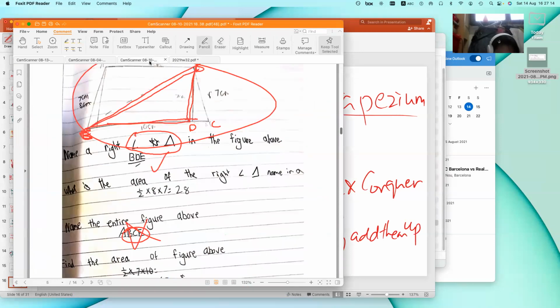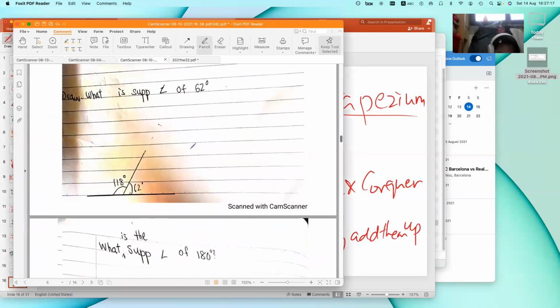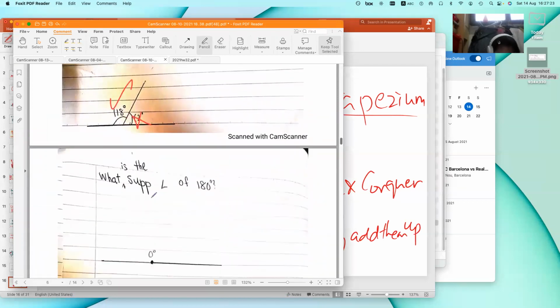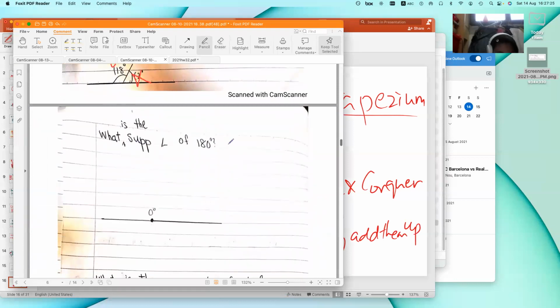Draw. Okay. Supplementary. So you need to label this. This one doesn't need a label. You can label also, but no need. This is not zero. This is 90 degrees. How do you draw zero? By the way, in order to draw zero, the supplementary of ninety, first you draw the 180 out first, right? Zero is just one point with one line. So this is 180 degrees. This is zero. Understand?